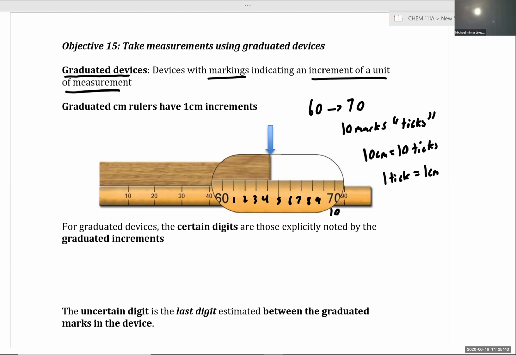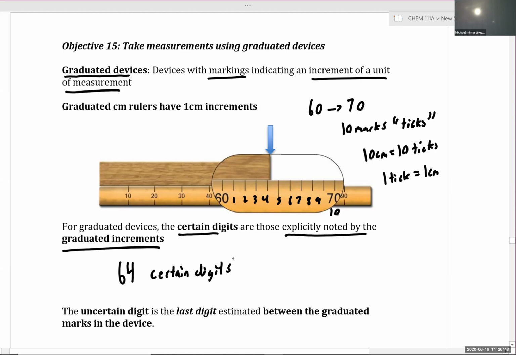For graduated devices, the certain digits are those explicitly noted by the graduated increments. As we see, if we measure this block of wood's length with the ruler, we can definitely agree it's greater than 60 centimeters, that's for sure. So we'll put a 6 down in our tens place. What do each of these little marks represent? What is a certain digit indicated by these marks? Is our ones place certain or estimated? Can we clearly see the ones place indicated by a graduated mark? Yes. So we know that the length is somewhere around 64 because it's past this 4 mark. These are certain digits. These are explicitly marked by your graduated instrument.